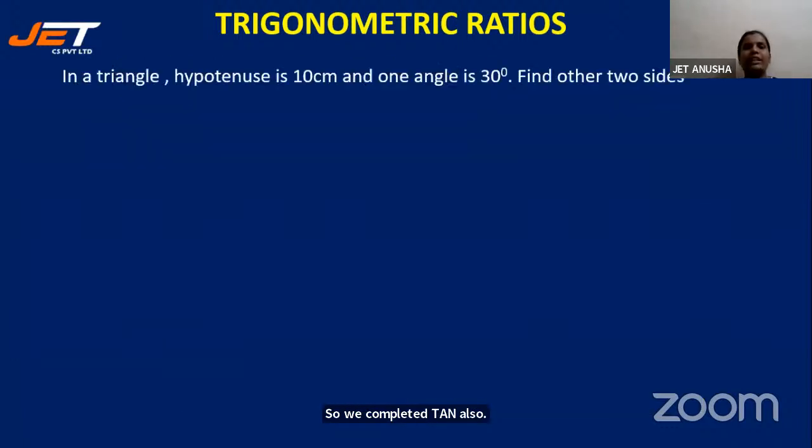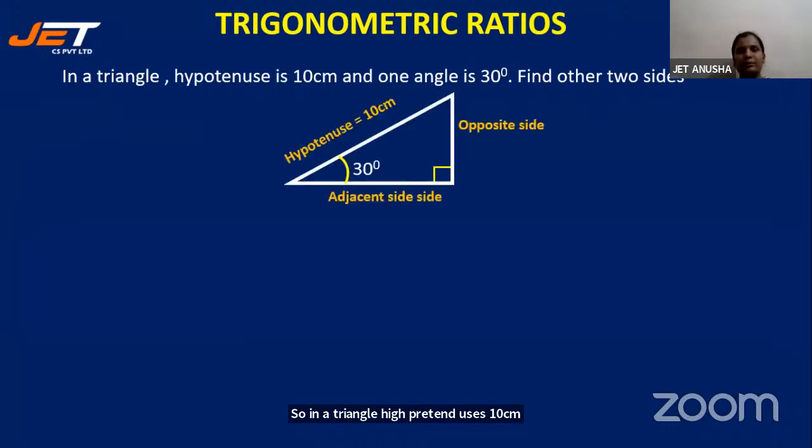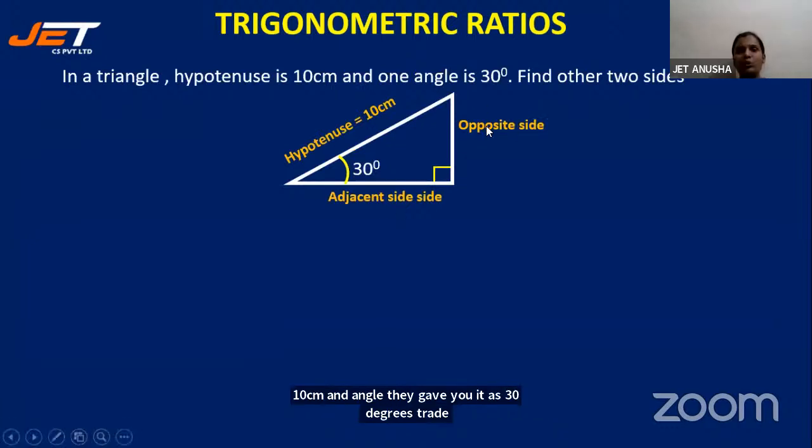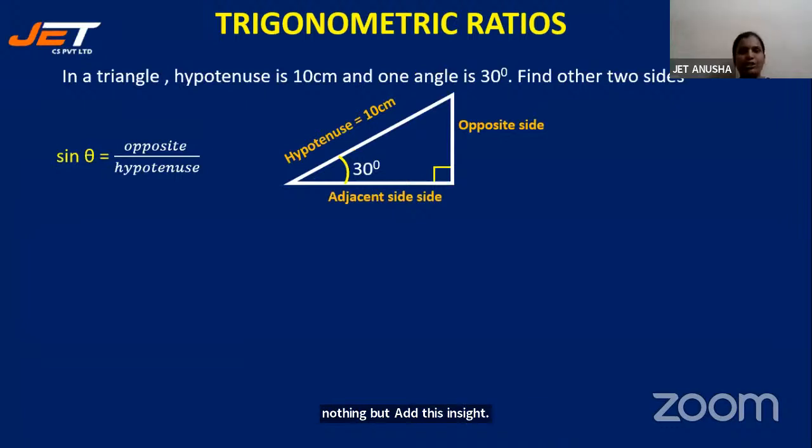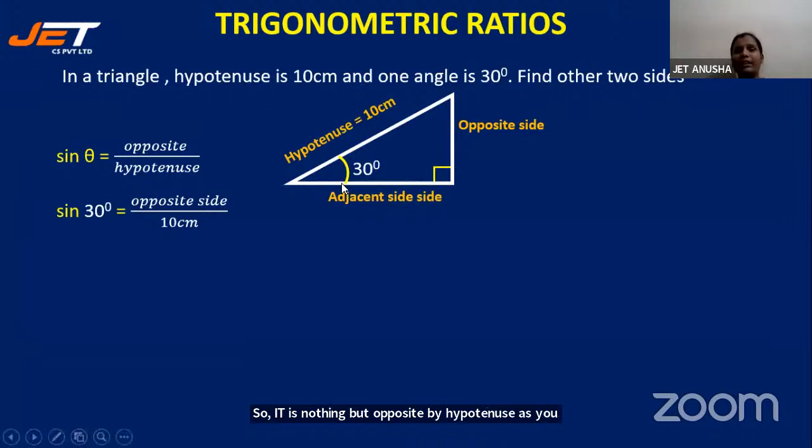So in a triangle, hypotenuse is 10 centimeters and one angle is 30 degrees. Find the other two sides. So here they gave you the hypotenuse, that is 10 centimeters, and the angle as 30 degrees. Right? They are asking us to find the other two sides. That is nothing but the opposite side and the other one is the adjacent side. So sine theta is nothing but opposite by hypotenuse, as you already know. So sine 30 degrees is nothing but, here they gave you 30 degrees as an angle.